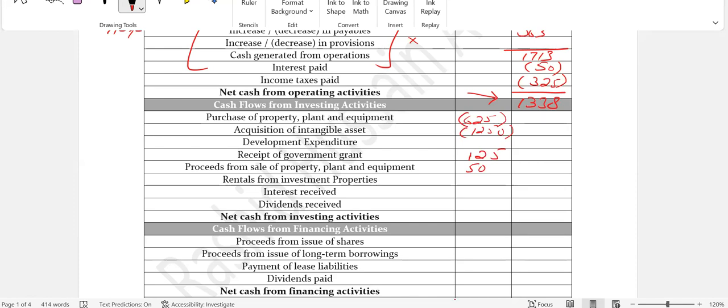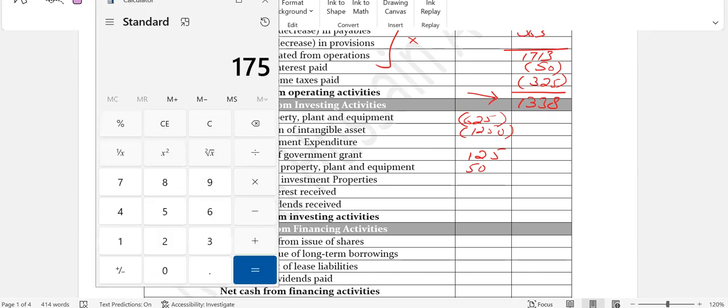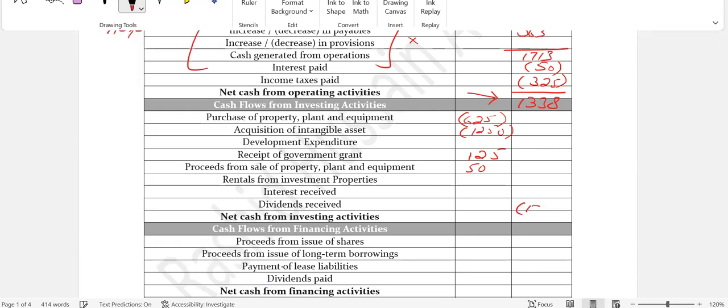Now we can have the net cash from the investing activities. So we have 125 plus 50 minus 1250 minus 625. So it is 1700 negative. This is the net cash outflow from investing activities.